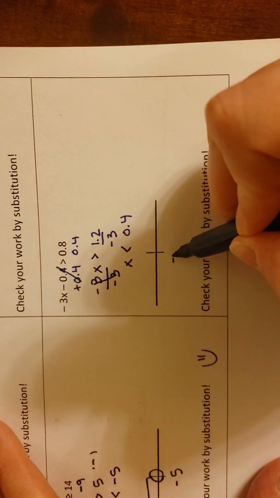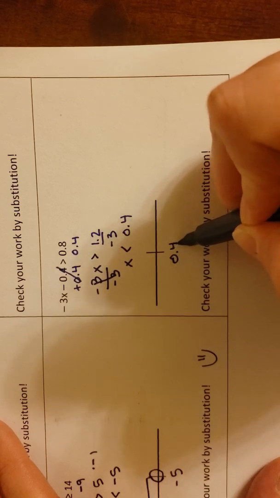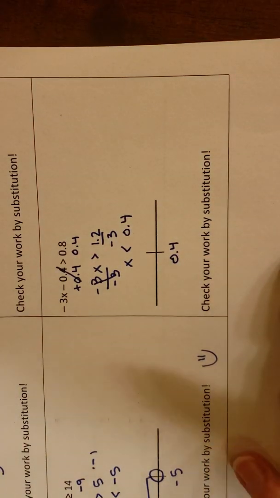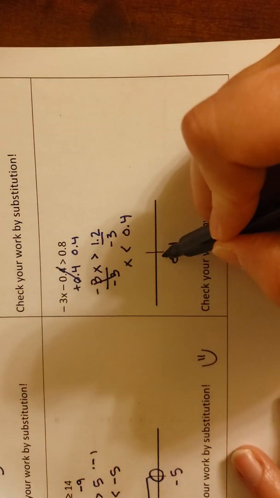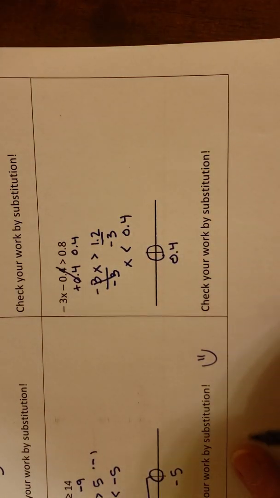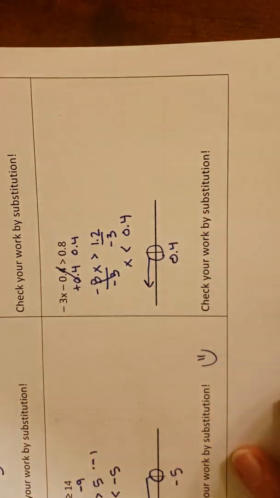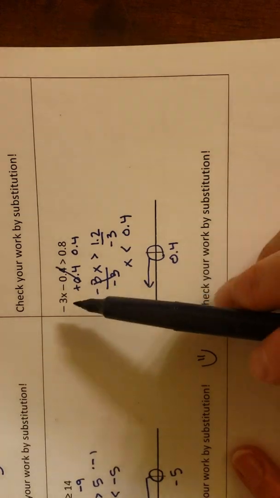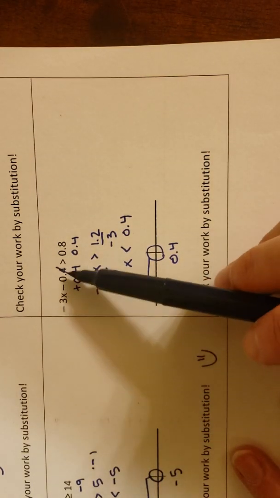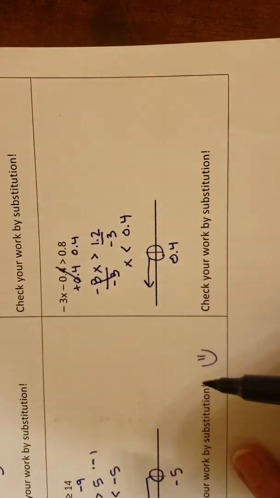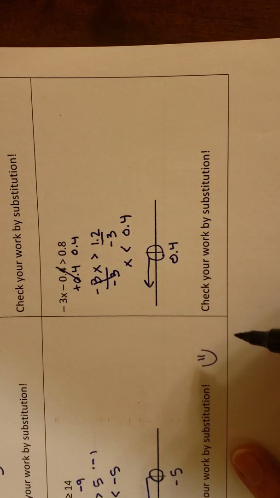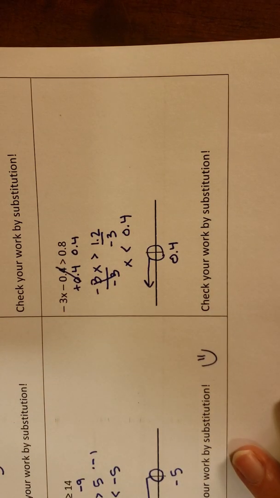So, what is my graph going to be? Open circle or closed? Open. To the right or to the left? To the left. Okay. 0 is less than this, so negative 3 zeros is 0. Negative 4 is greater than negative 8. What went wrong? Ooh, this is why we check our work by substitution.